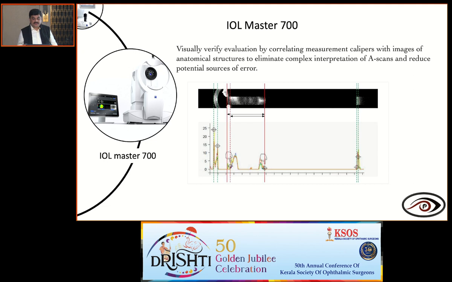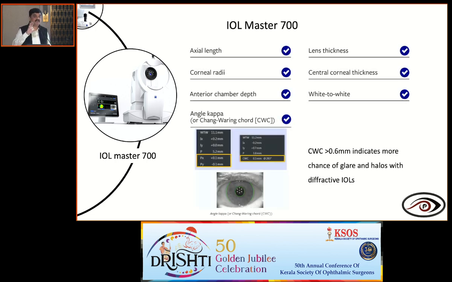It visually verifies the evaluation by correlating the caliper measurements with the image of anatomical structures, which eliminates complex interpretation of a scan and reduces the potential source of error. So the overall length it measures. Basically it works on seven parameters: axial length, corneal radius, anterior chamber depth, and angle kappa, which is very, very important. They say it is like a Chang wearing cord measurement. And also lens thickness, central corneal thickness, and white to white.